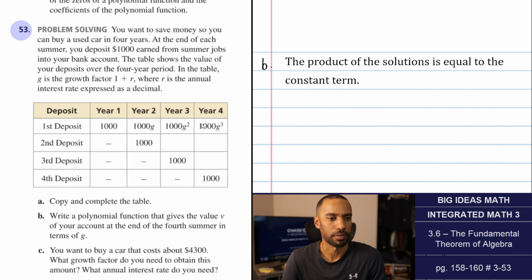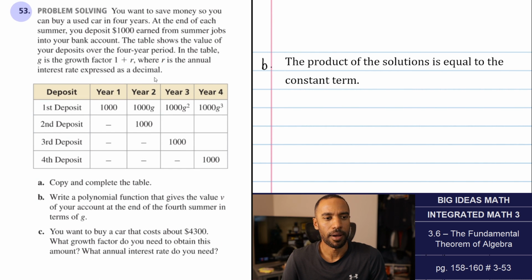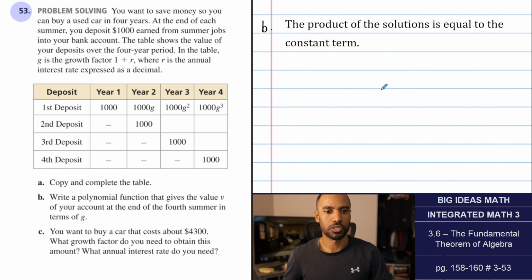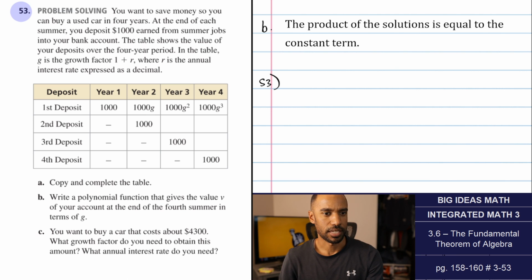All right, number 53. Problem solving. You want to save money so you can buy a used car in 4 years. At the end of each summer, you deposit $1,000 earned from summer jobs into your bank account. The table shows the value of your deposits over the 4-year period. In the table, G is the growth factor 1 plus R, where R is the annual interest rate expressed as a decimal. Copy and complete the table.